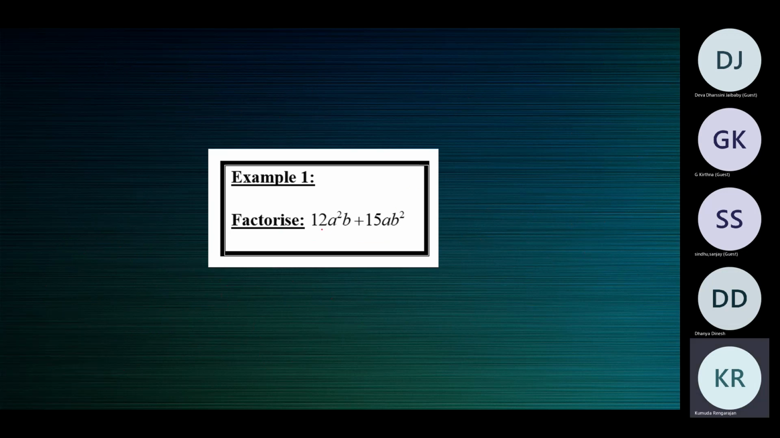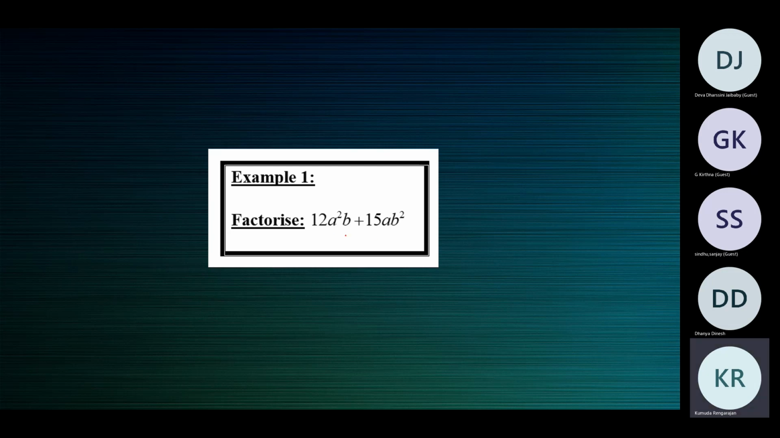So here we have to factorize or find the factors of the expression 12a square b plus 15ab square. We need to find the factors. This expression can have one factor, two factors, three factors. We don't know. We'll have to find the factors of this expression. That is what is factorize. Let's do that.